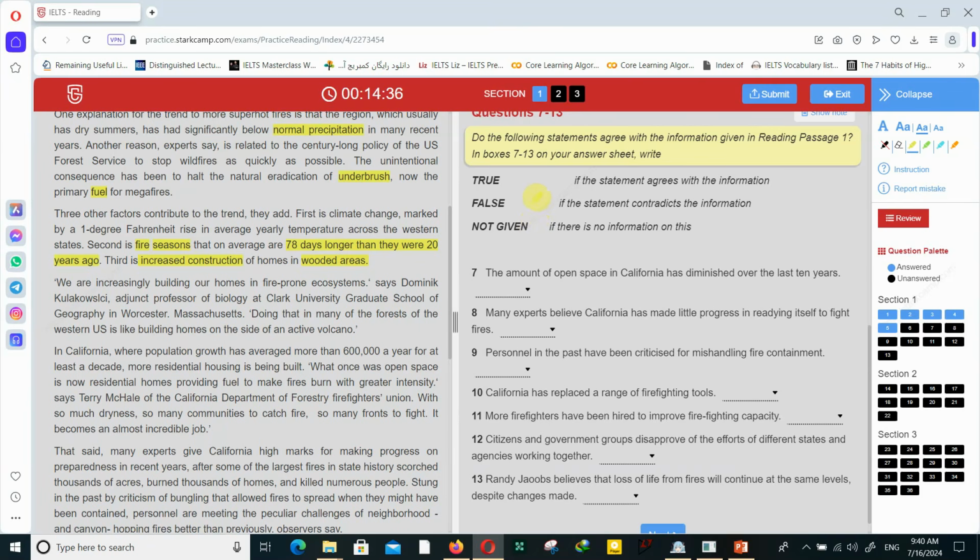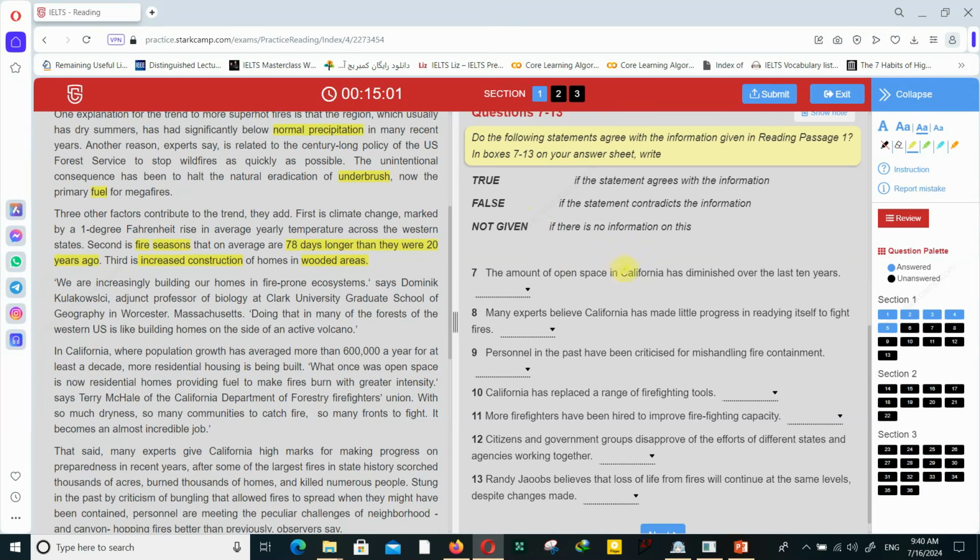And about true, false, not given, start with the first two questions and highlight them, because sometimes maybe you couldn't find the answer for the question, for example number 7, because this is not given. Then maybe you missed the answer for question 8. So try to read the first two questions and highlight the keywords.